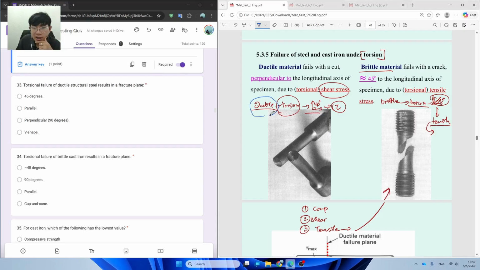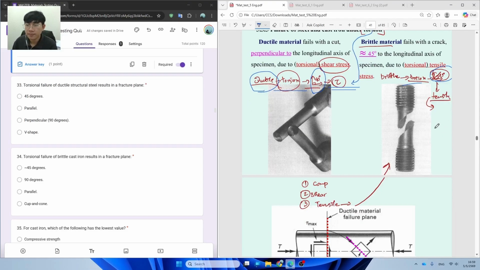So for the ductile material under torsion, it covers the failure plane of 90 degrees and fails by shear stress. Normally students just confuse the material under torsion and the material under tension. Please divide it carefully. For torsion of ductile material, it produces 90-degree failures and fails by shear stress. And for the brittle material under torsion, it's going to produce a 45-degree failure surface caused by the tensile stress.